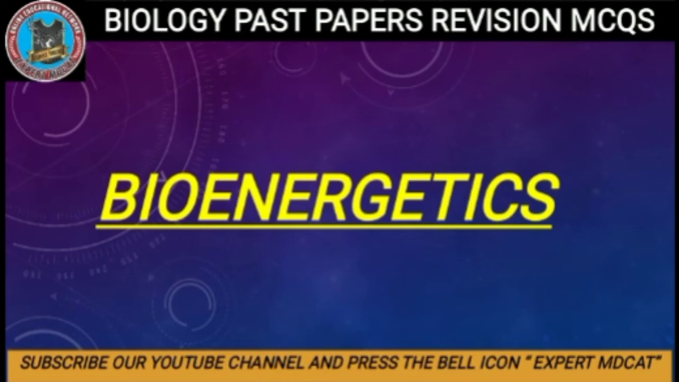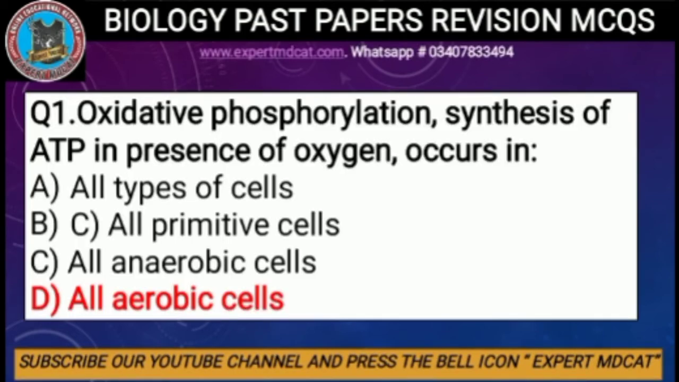So, moving to the main task. First MCQ is: oxidative phosphorylation, synthesis of ATP in presence of oxygen, occurs in. Options: A, all types of cells. Option B is all primitive cells. Option C is all anaerobic cells. And option D is all aerobic cells. The correct one is D, all aerobic cells, because oxidative phosphorylation, that is synthesis of ATP, occurs in presence of oxygen, and in presence of oxygen, aerobic respiration occurs. So the correct option is D.